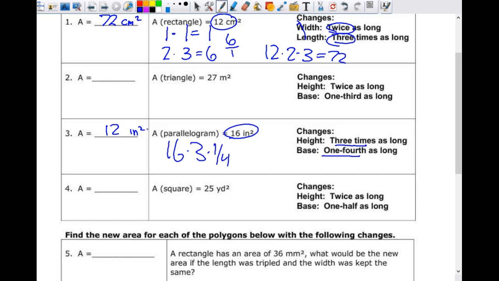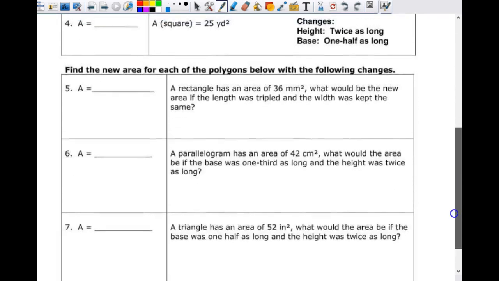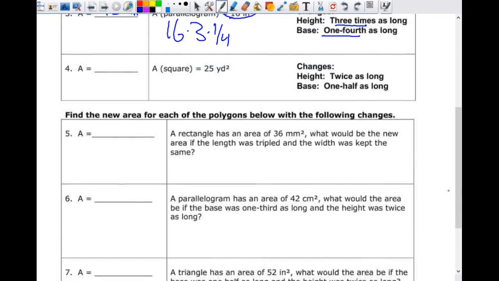All right, so I want you guys to try doing number 5. Okay, try doing number 5. You don't know how to do it? I would start by reading the problem. You'll be able to find 3 numbers.